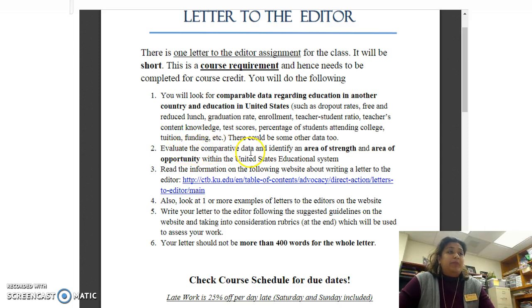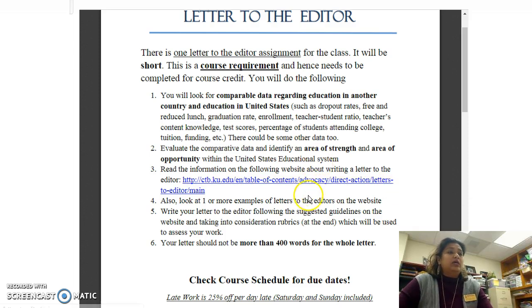You will compare and identify an area of strength for the United States and an area of growth or opportunity for the United States. So you're comparing the two, but you are writing it from the perspective of being an American from the United States. So what could be improved and what we do still have the strength about.